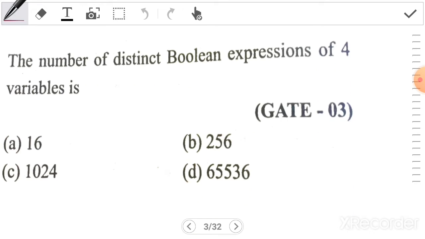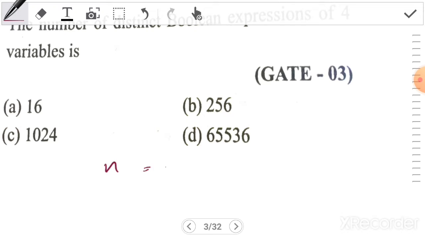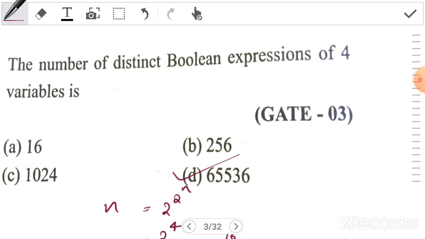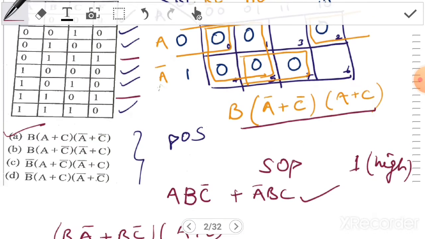The number of distinct Boolean expressions of 4 variables is. The number of Boolean expressions for n variable is 2 raised to the power 2 raised to the power n. So number of Boolean expressions for 4 variable would be 2 raised to the power 2 raised to the power 4, that is 2 raised to the power 16, that is 65,536. So D is the answer. Here A complement C complement A is the answer. Okay.